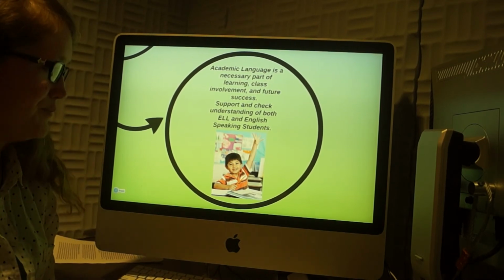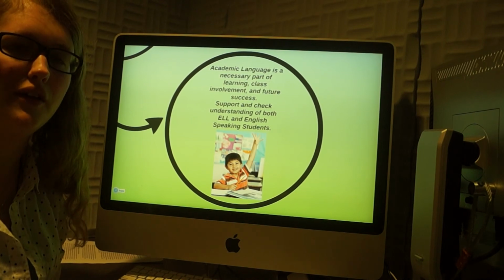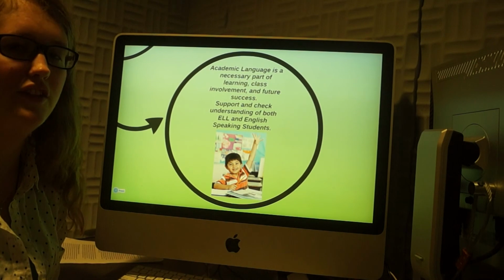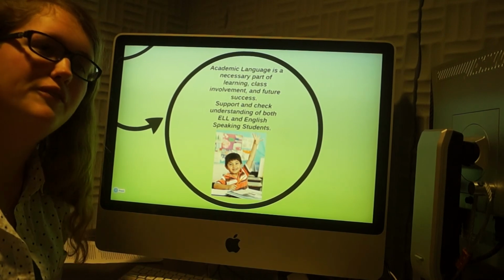So yeah, incorporating academic language is very important for both English language learners and English speaking students. So provide all that you need.